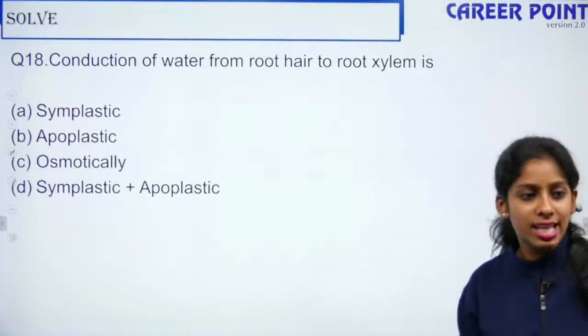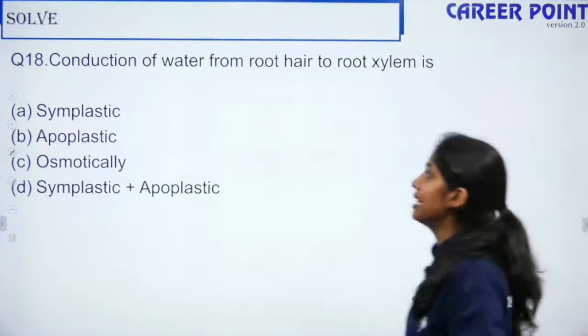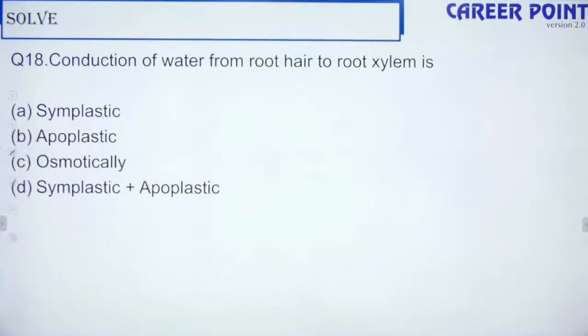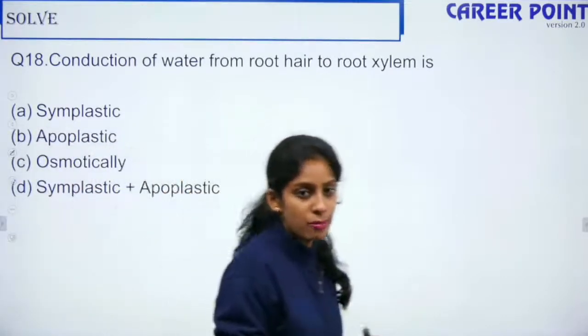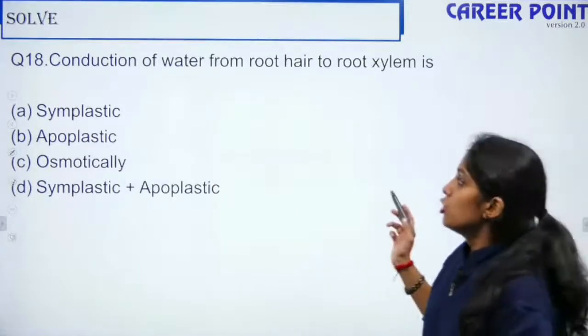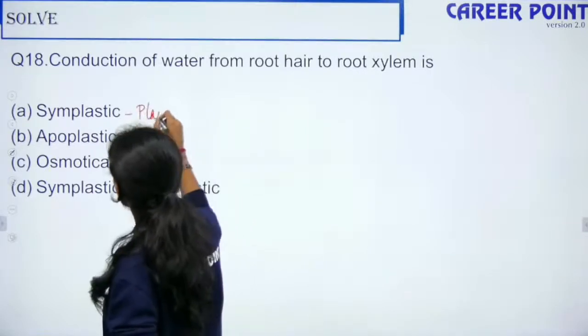So coming to the last section for the evening. The conduction of water from the root hair to the xylem is which type of pathway? Which pathway does it follow: symplastic or apoplastic, or does it move osmotically from higher concentration to lower concentration across a semi-permeable membrane, or from symplastic to apoplastic? Symplastic means when it moves through the plasmodesmatal connections.